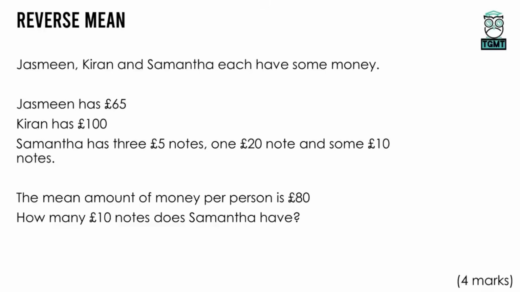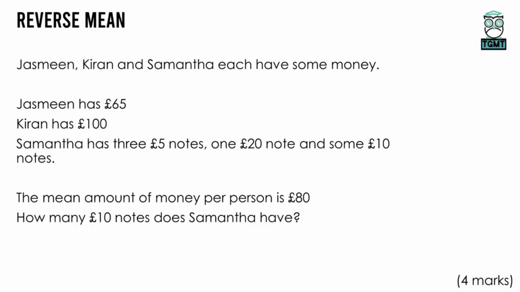Now, when it comes to reverse mean, it's not always clear and obvious that you're going to be doing reverse mean. There's a lot of information in this question, but it does tell us down the bottom the mean amount of money per person is 80. And when it tells you the mean amount of money per person, or the mean amount of anything per group of people, it means that we can find the total.